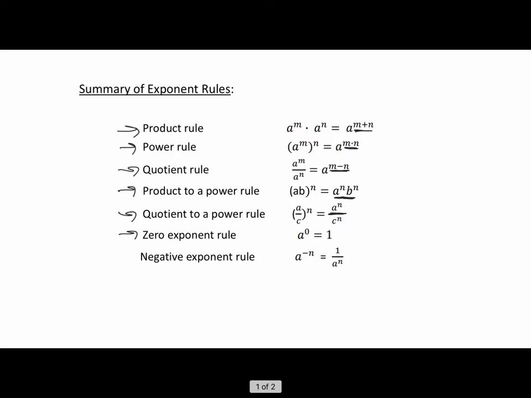The zero exponent rule, my favorite. Any base raised to the zeroth power is just 1. And the negative exponent rule, now we add to our list. Any base raised to a negative exponent equals 1 over that base raised to a positive of that exponent. It just flips that base over a division bar so that it is a positive exponent.